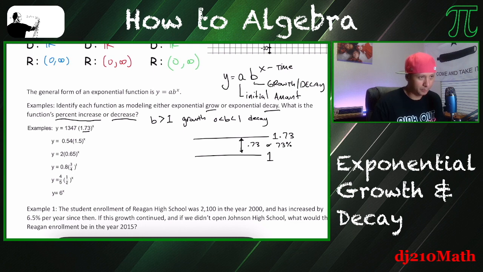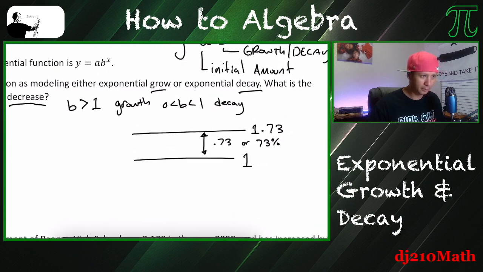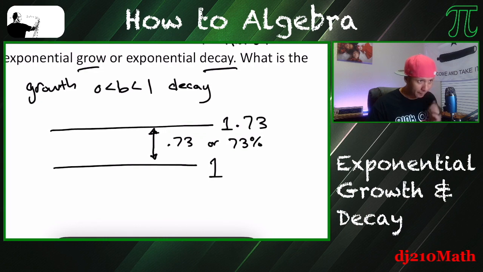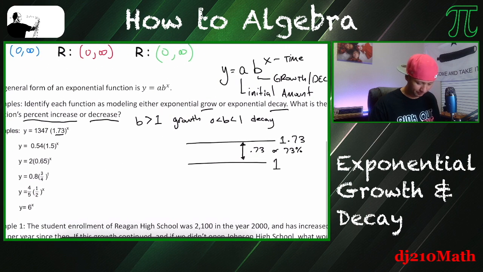So we like to deal with decimals as opposed to percentages, especially in the calculator or any kind of calculation. It's always best to deal with the decimal. With that being said, this first example is growth or increasing. And at what percent? Well, we just said 73%.